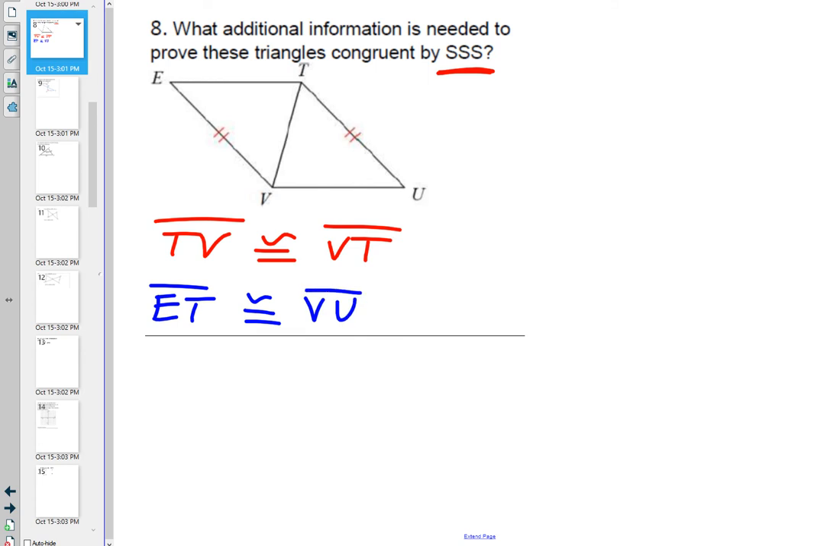And then the only other one that's left would be that side ET is congruent to UV. Now we don't necessarily have enough information to prove that, but they just ask if we were going to have to use side, side, side, this is what we would have to somehow be able to prove.